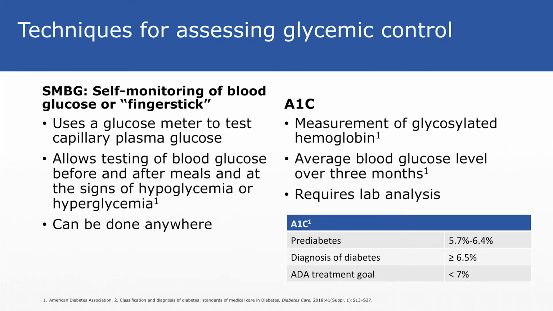Let's now review the two main techniques for assessing glycemic control. The first, SMBG, or self-monitoring of blood glucose, is commonly referred to as the finger stick method. It uses a small blood glucose meter to check the plasma glucose after a finger prick with a lancet. It is simple, quick, and easy, and can be done anywhere.